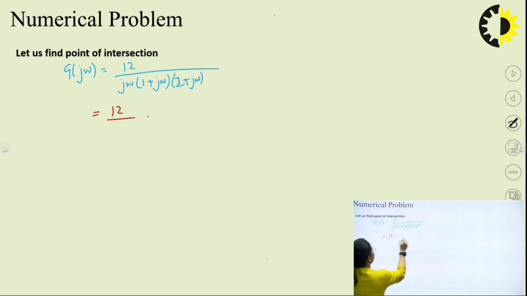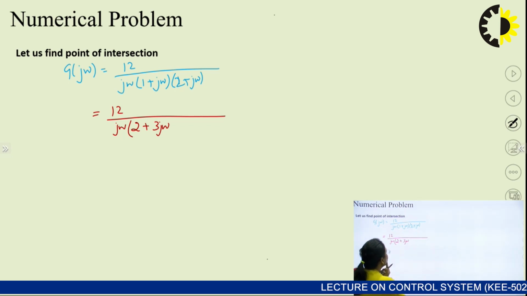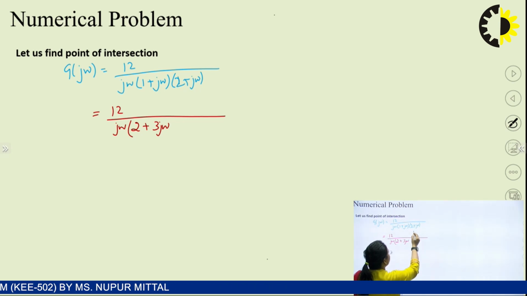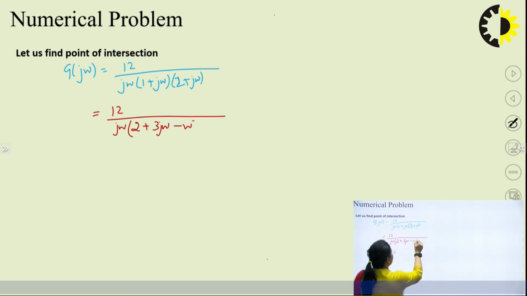So, it will be 12 upon, let us say this is j omega only, you get 2 1 j 2 and this will be plus 3 j omega, okay, and this is 2 1 j 2 and this is j omega 2 j omega 3 omega and this is j omega square minus omega square, okay.